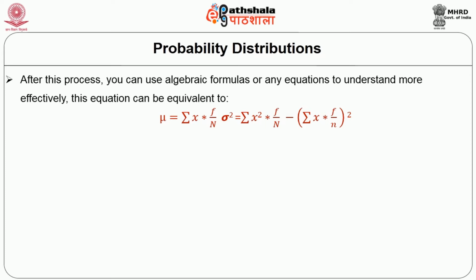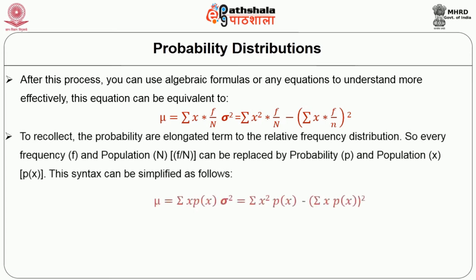That means this formula relates probability to relative frequency distribution. Every frequency is represented by f and the population by n. So frequency divided by n can be replaced by p, that is probability, and it is represented as the probability of x. That means the function is represented as f, the probability function of x.